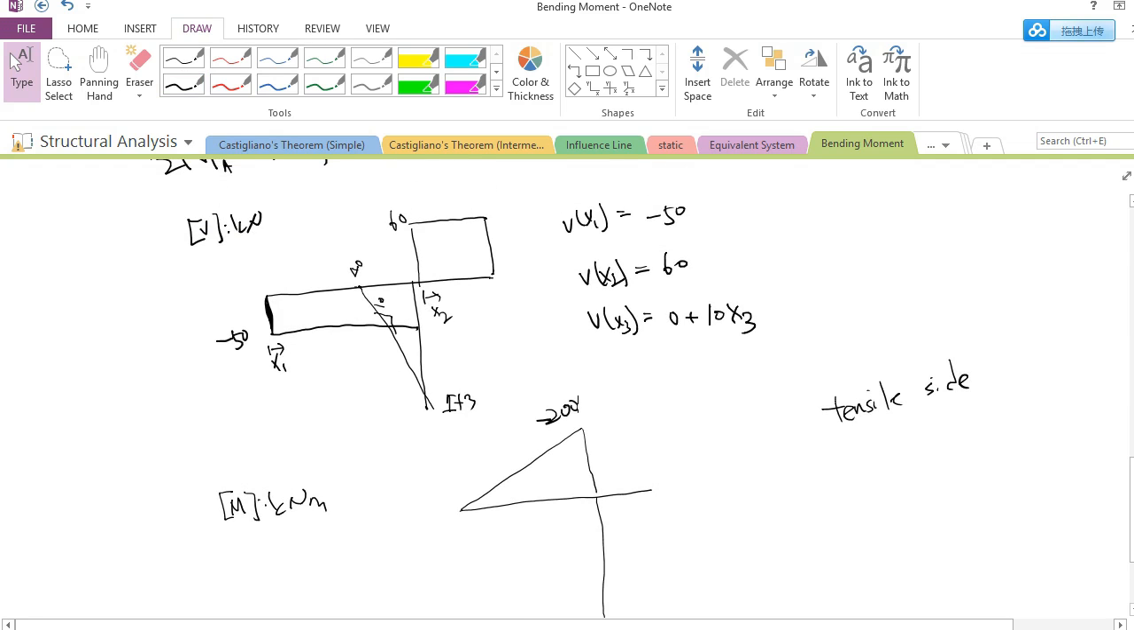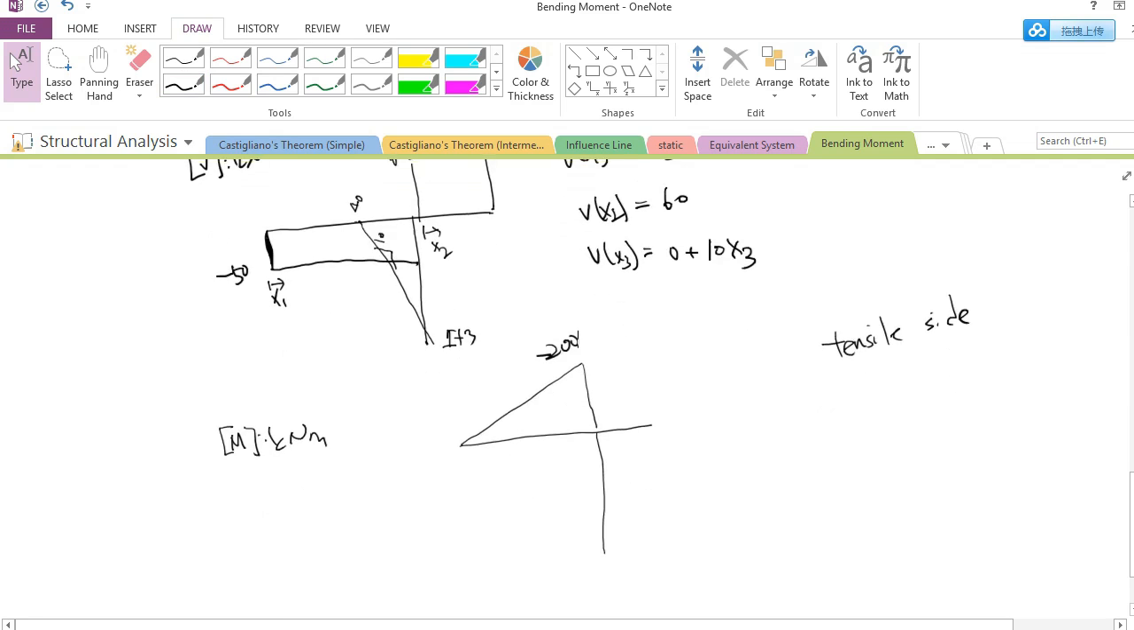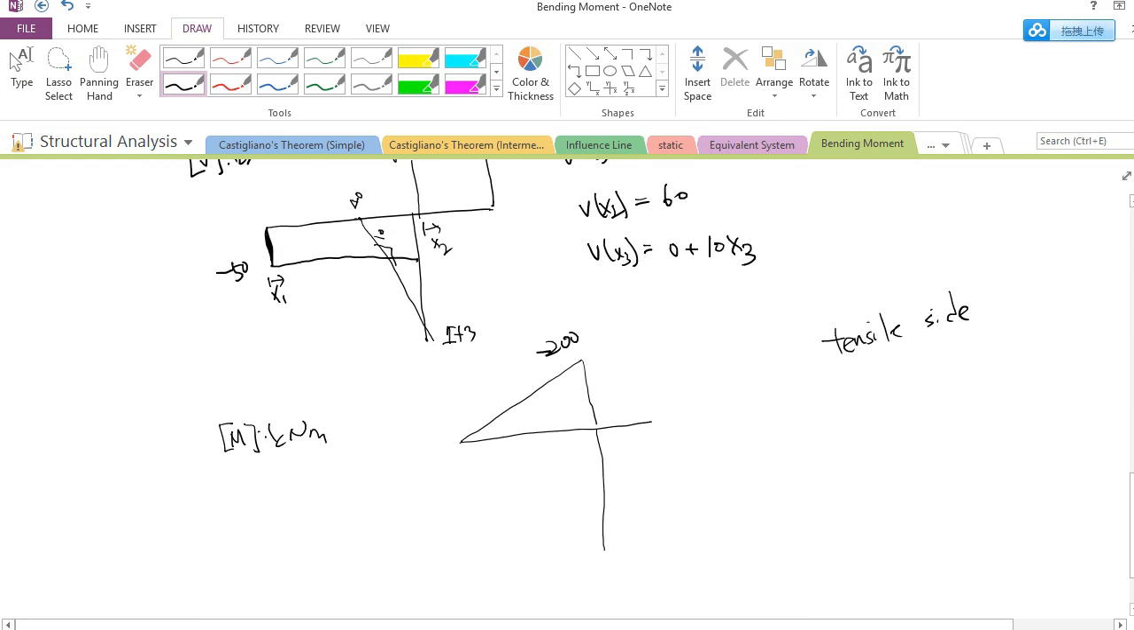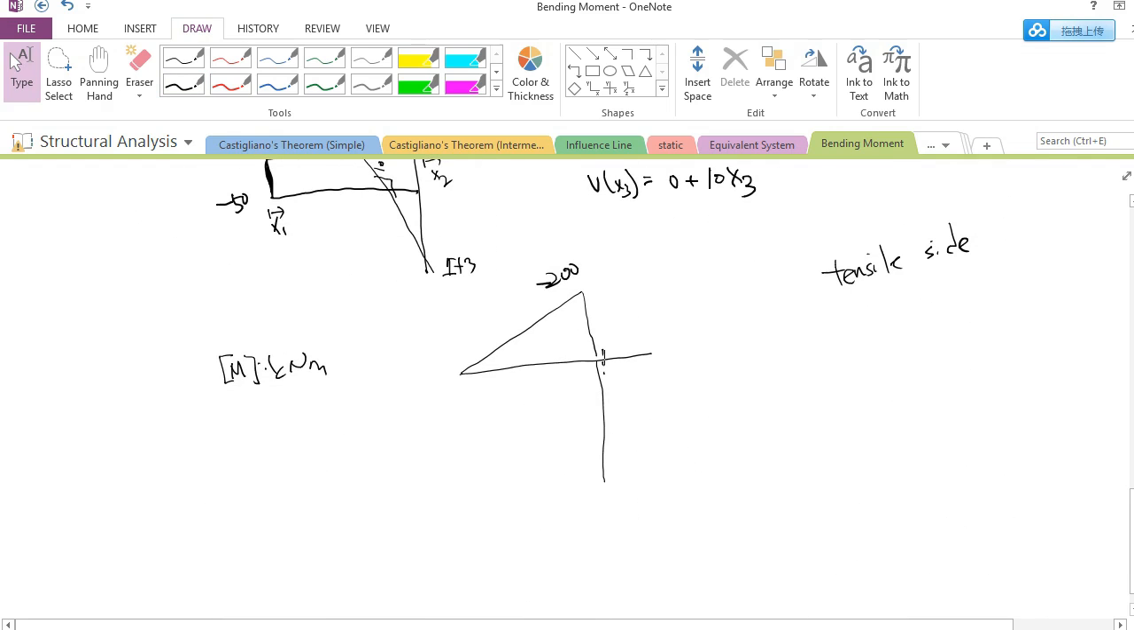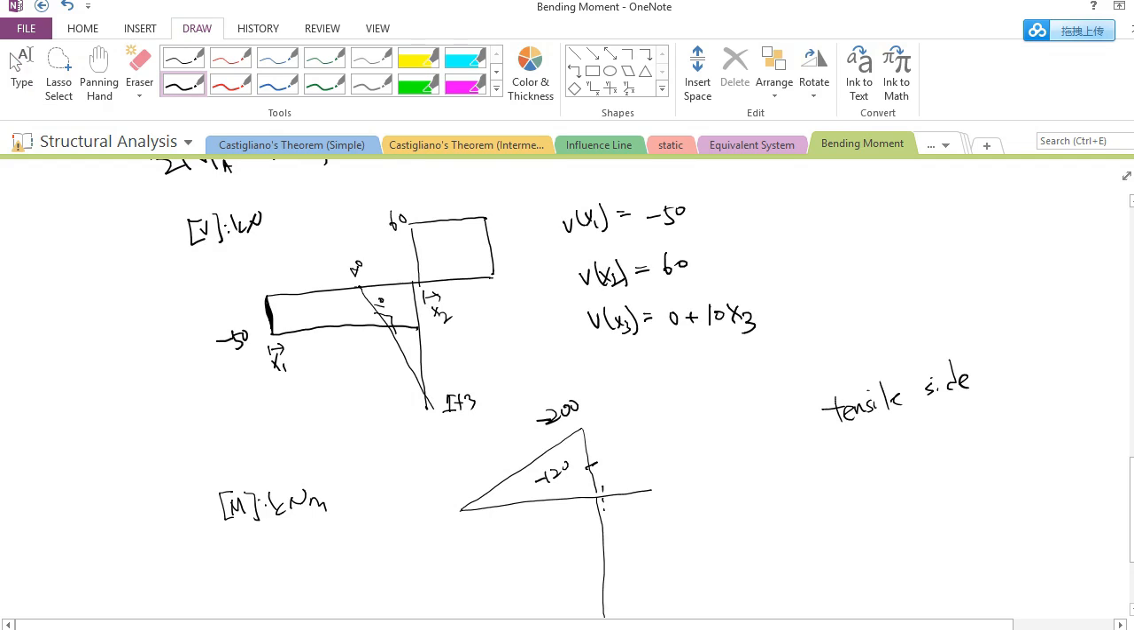And then for this one, for this point, the bending moment should be, cut this point, 60 times 2, negative 120, and then somewhere around here, and then decrease with a slope of 60.